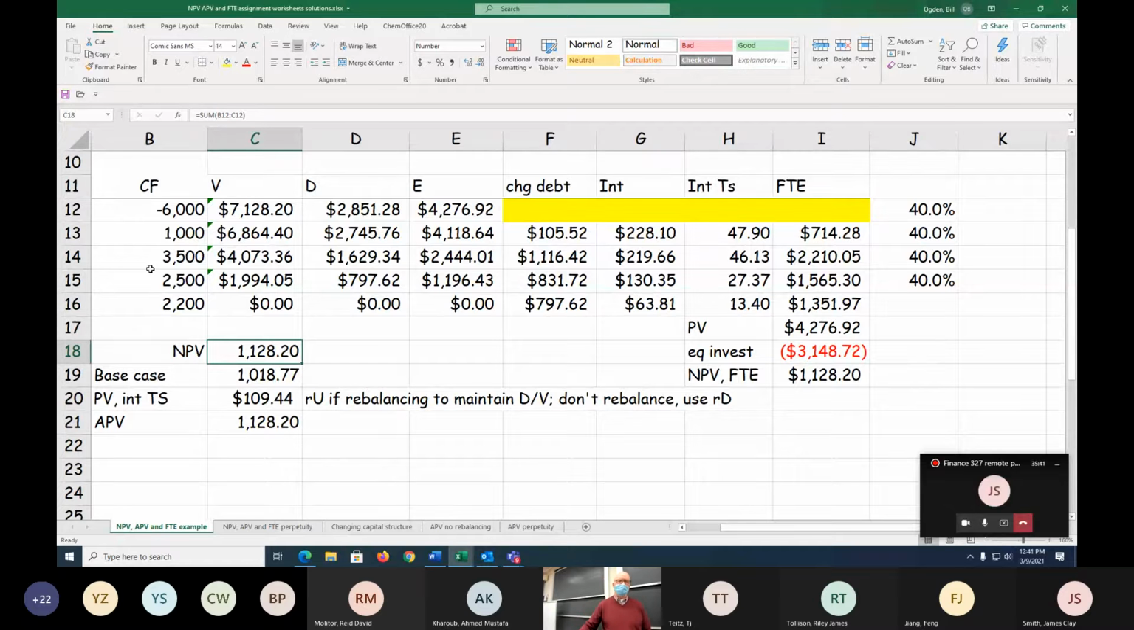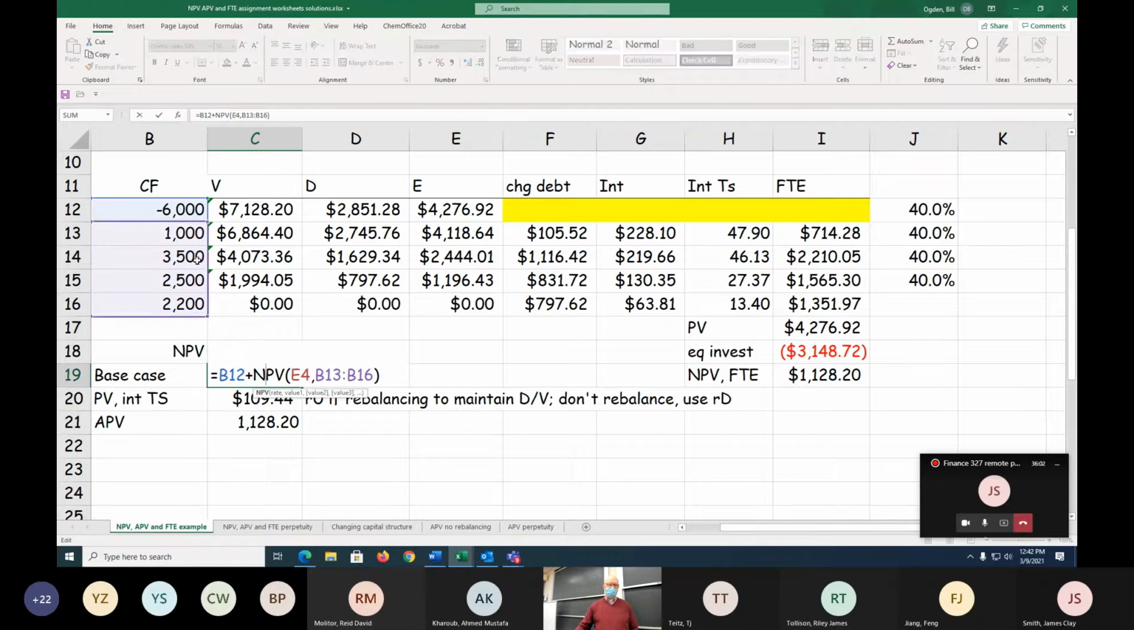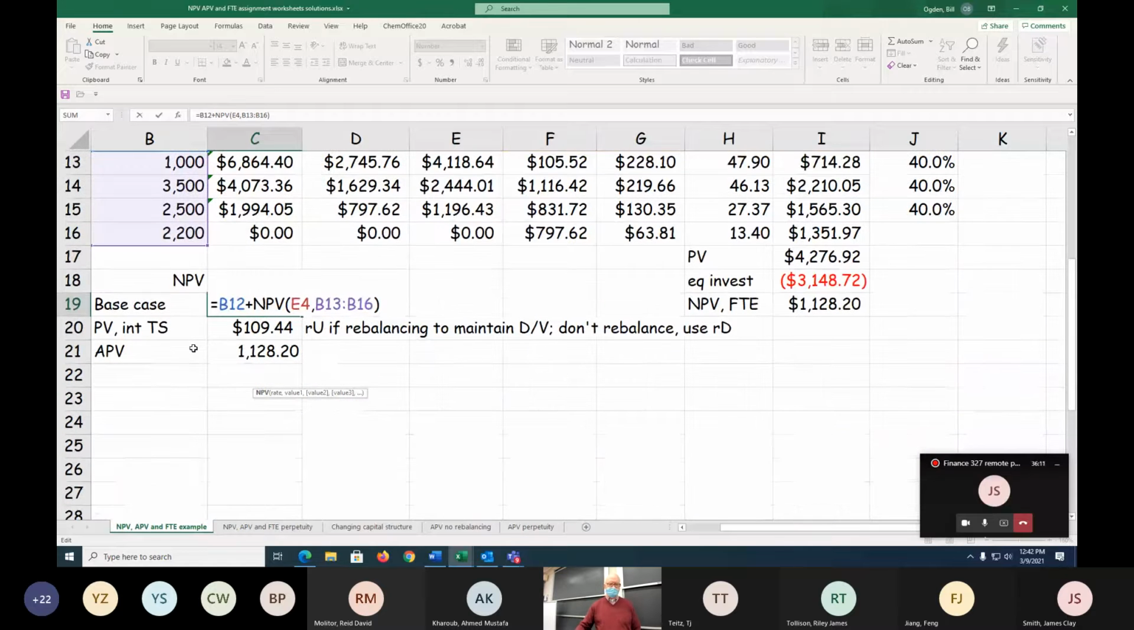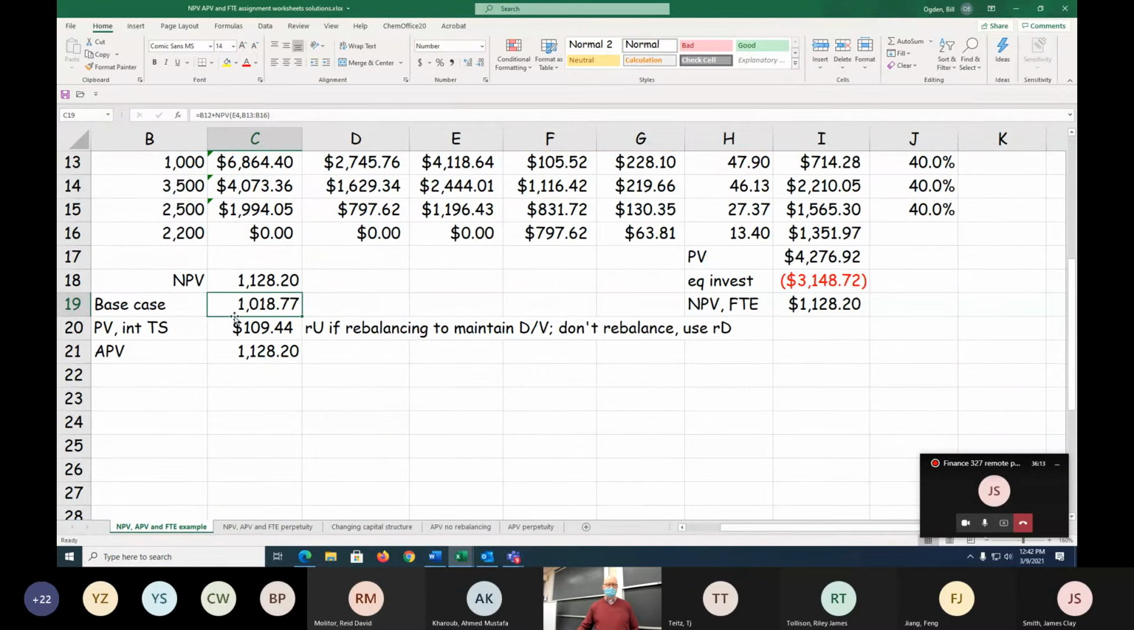All right, what if we funded this entire project with just equity? The shareholders put up the entire thing, 100% equity. This would be the NPV. That's our base case NPV. So we'll discount the cash flows at the cost of capital with all equity financing, 11%, and then subtract the cost, we get this. So if this were financed all equity, we would do it, wouldn't we? It's a very positive NPV. Then we take the benefit of this debt financing, and that would be the tax shields.